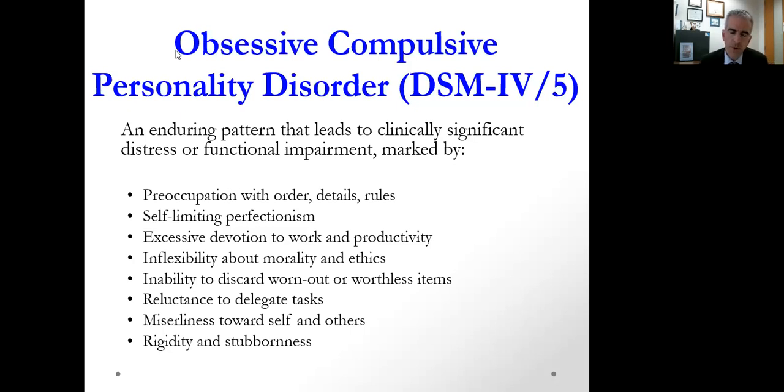So number 1, a preoccupation with order, details, and rules. So these are individuals who are fixated on order, which can be like the physical placement of items because they like it that way. It could be the way their items are arranged on their desk or in their closets. They might spend a lot of time putting clothing in a certain order, arranged by the day they're going to wear it or by color.